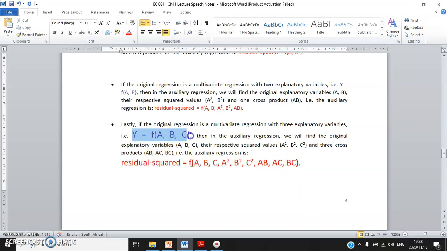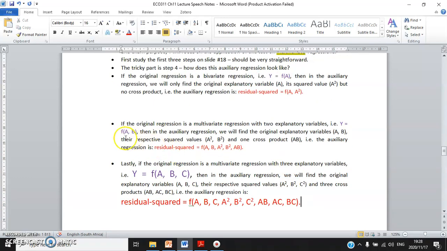So in other words, in case this multivariate regression has three explanatory variables, then for the auxiliary regression, there are a total of 9 explanatory variables. 1, 2, 3, 4, 5, 6, 7, 8, 9. 9 explanatory variables. It means the number of parameters k will be 10. Remember, you have to add the constant back.